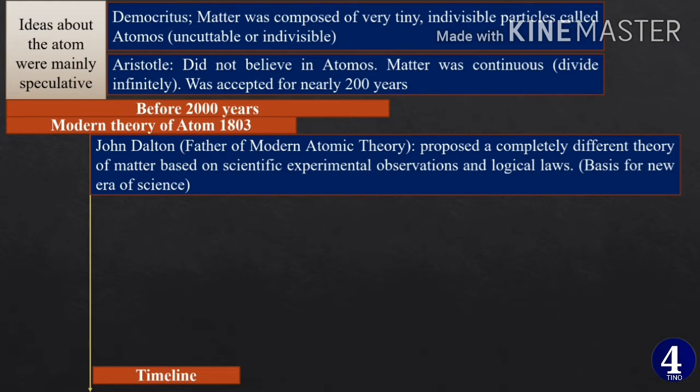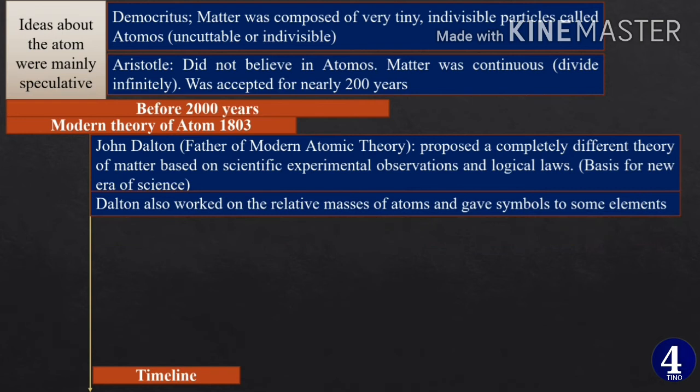By the way, Dalton also worked on the relative masses of atoms and gave symbols to some elements. Extraordinary, because at that time it was really difficult to do such experiments. He was able to work on the relative mass of atoms for some elements, and he was even able to give symbols to some elements. So what did he say? He said that the atom is the smallest indivisible particle which makes up matter.